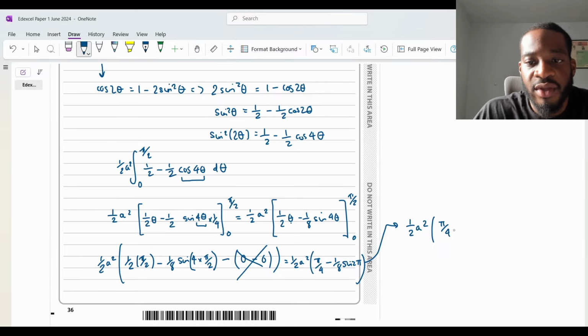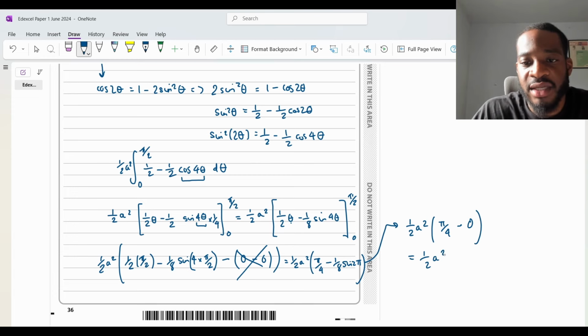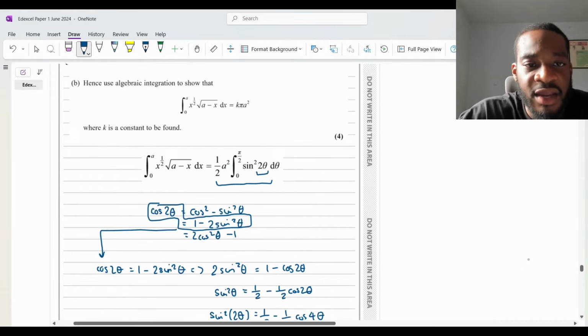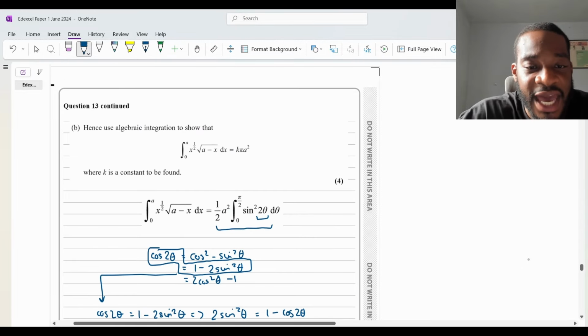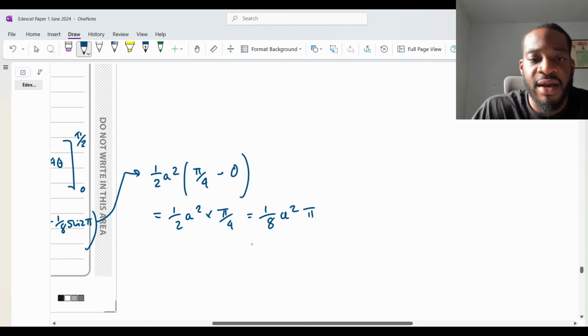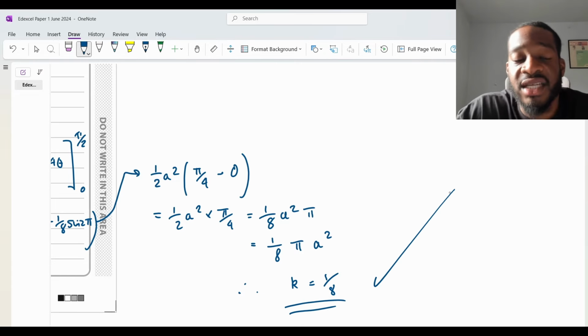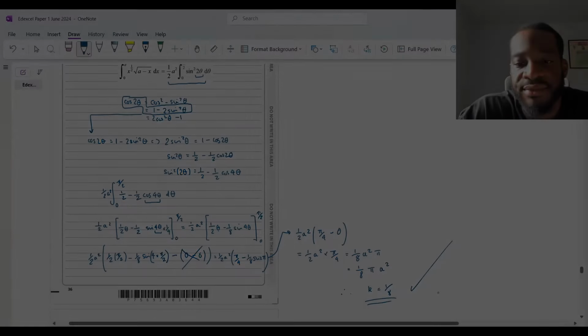Pi over 4 minus the sine of 2 pi. You can put it in your calculator, that's just 0, right? So that's all 0. So therefore, it's a half a squared times by pi over 4, which we can write as 1/8 a squared pi, like that. And then what form do they want it in? K pi a squared. So let me swap the a squared and pi. So it's going to be 1/8 pi a squared. And you can see quite clearly k has to equal 1/8. And that's it. That is question 13 finished.